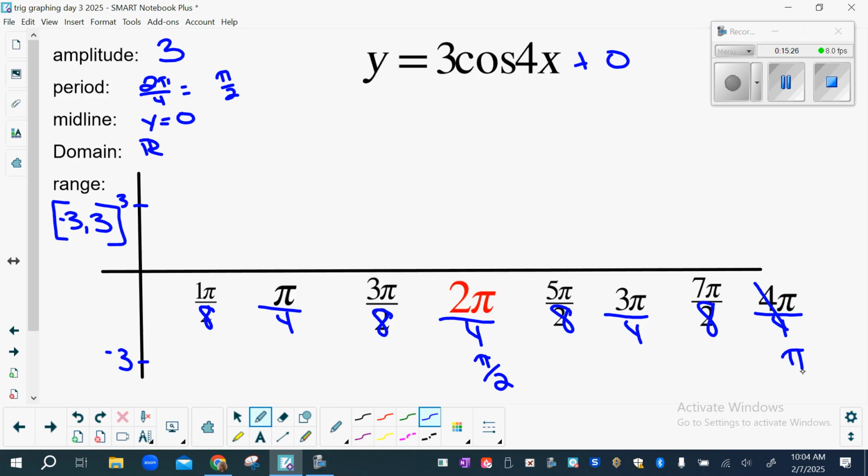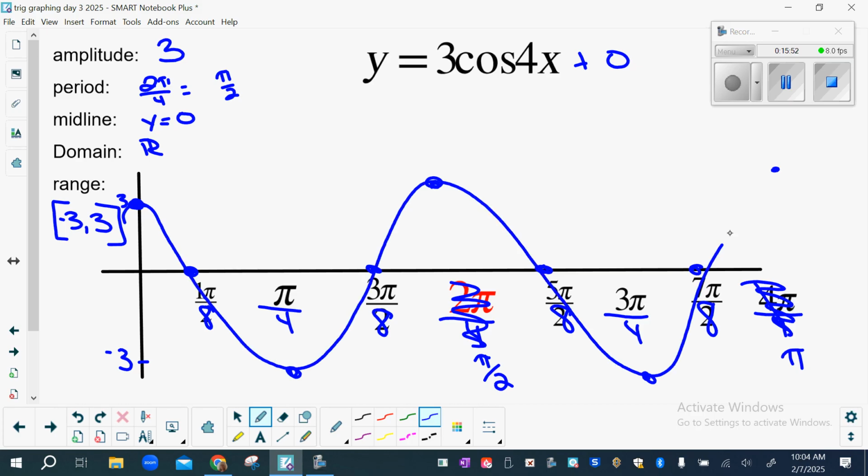Cosine starts on the midline or off the midline? Off the midline. Boom, right there. Middle, low, middle, high. Let's put this guy right there. Middle, low, middle, high. Here he is. Boom. How's yours look? Does it look good? You guys got this? Okay.